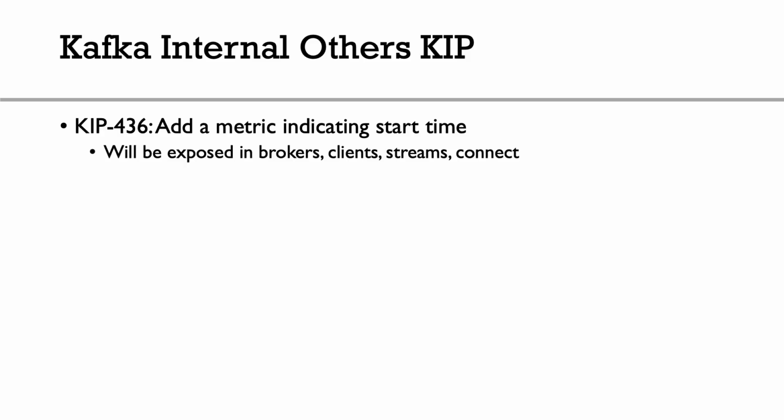Okay, other Kafka internal KIPs. The first one is that there's a new metric indicating the start time of your broker, and that'll be exposed in brokers, clients, streams, and Connect. So everywhere using JMX, you can monitor that.